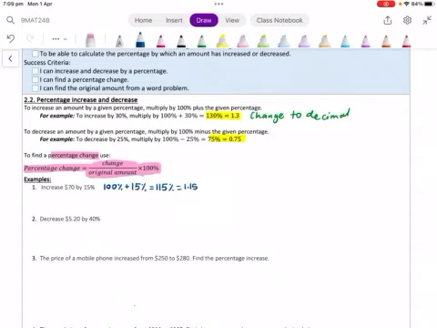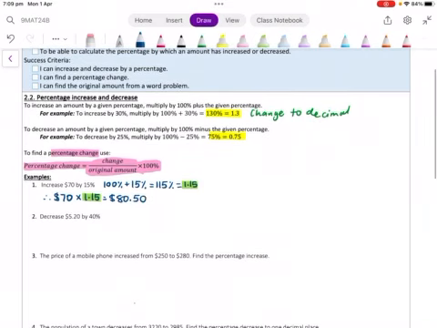So this means that we're going to go $70 times 1.15. And when we go $70 times 1.15, what we get is $80.50. So when we increase $70 by 15%, we get $80.50.